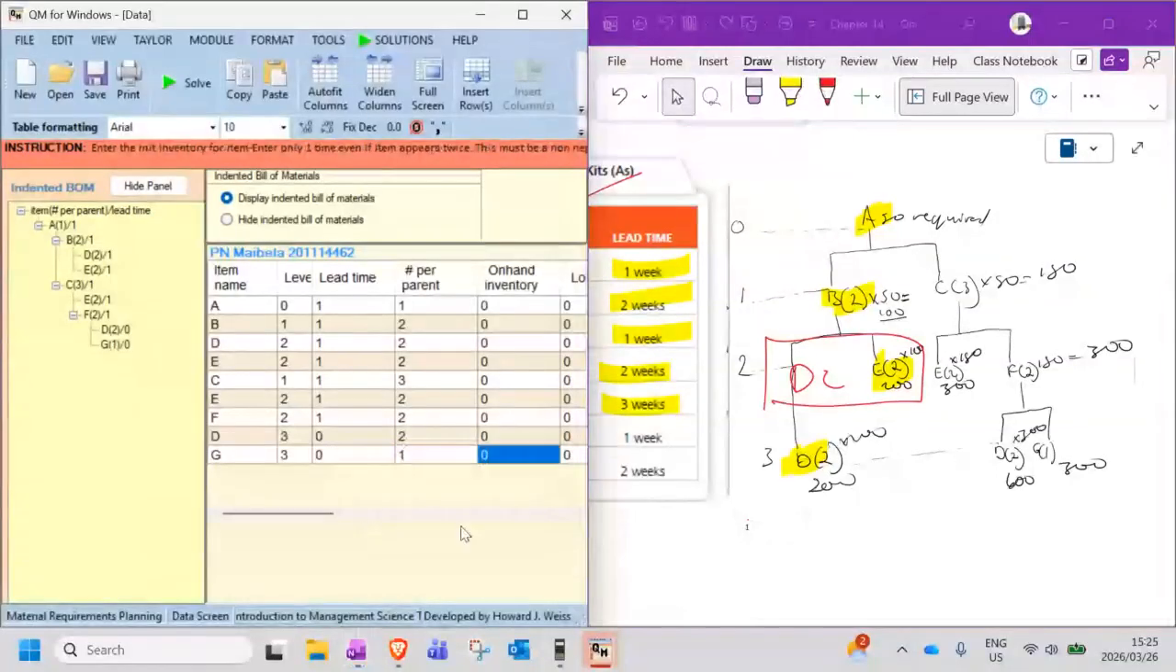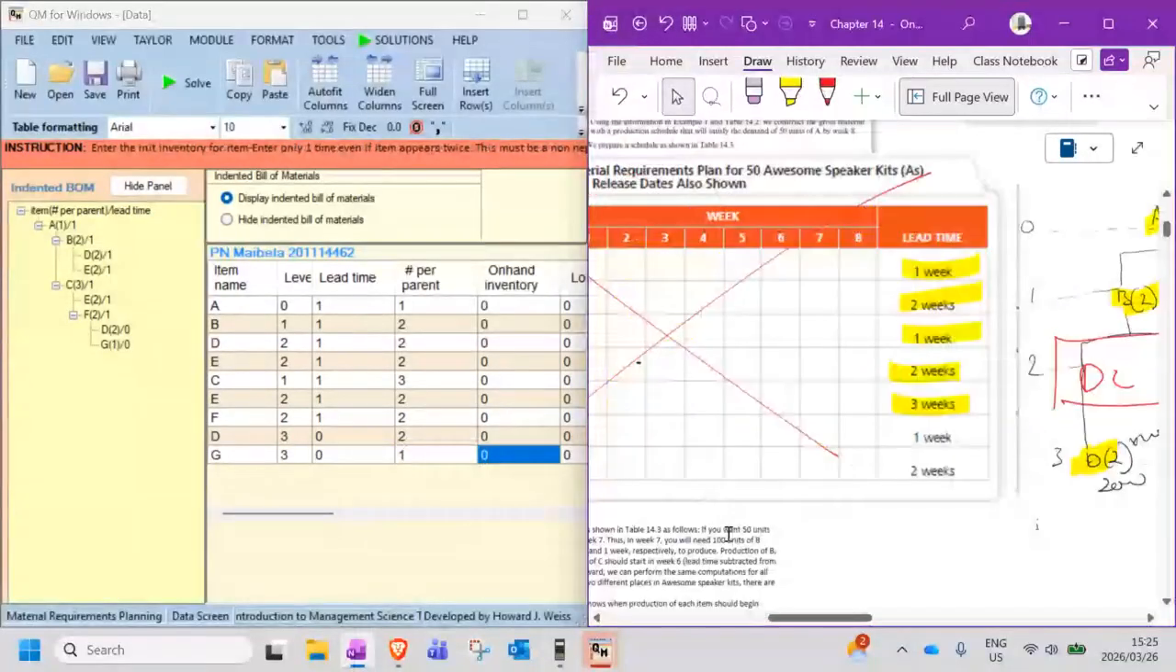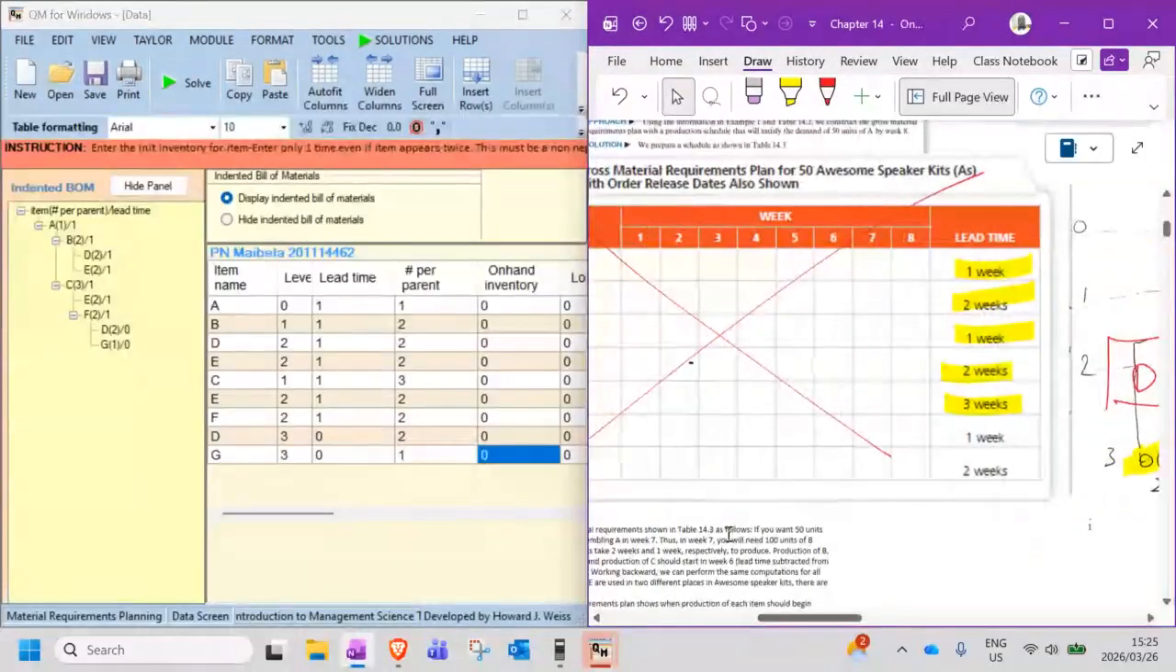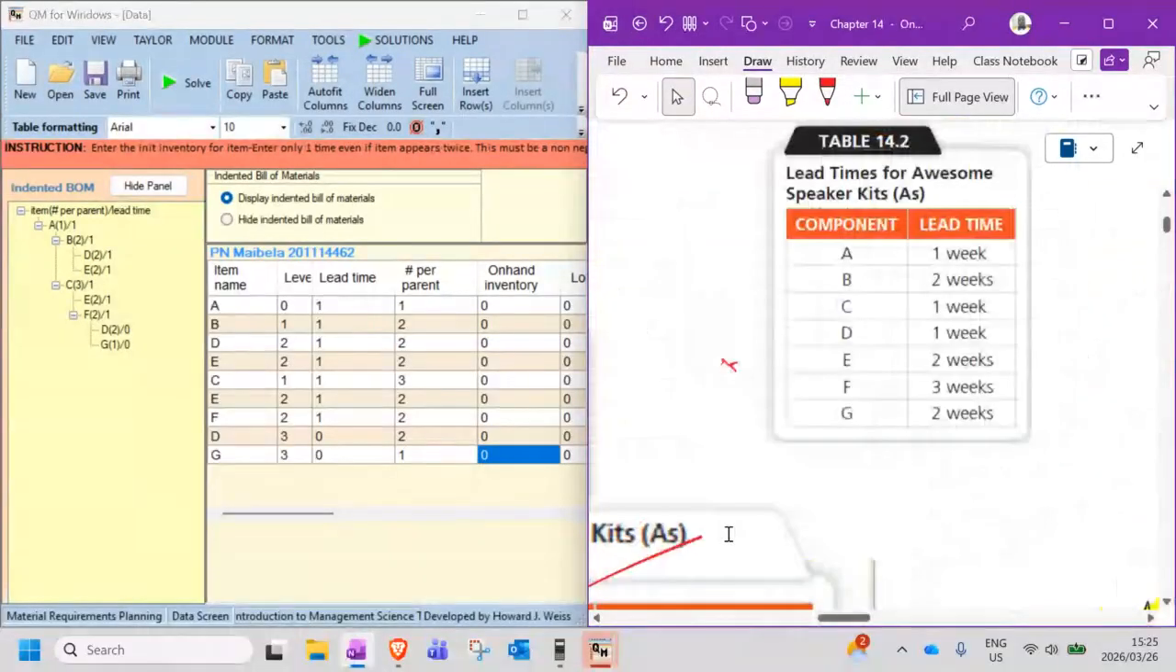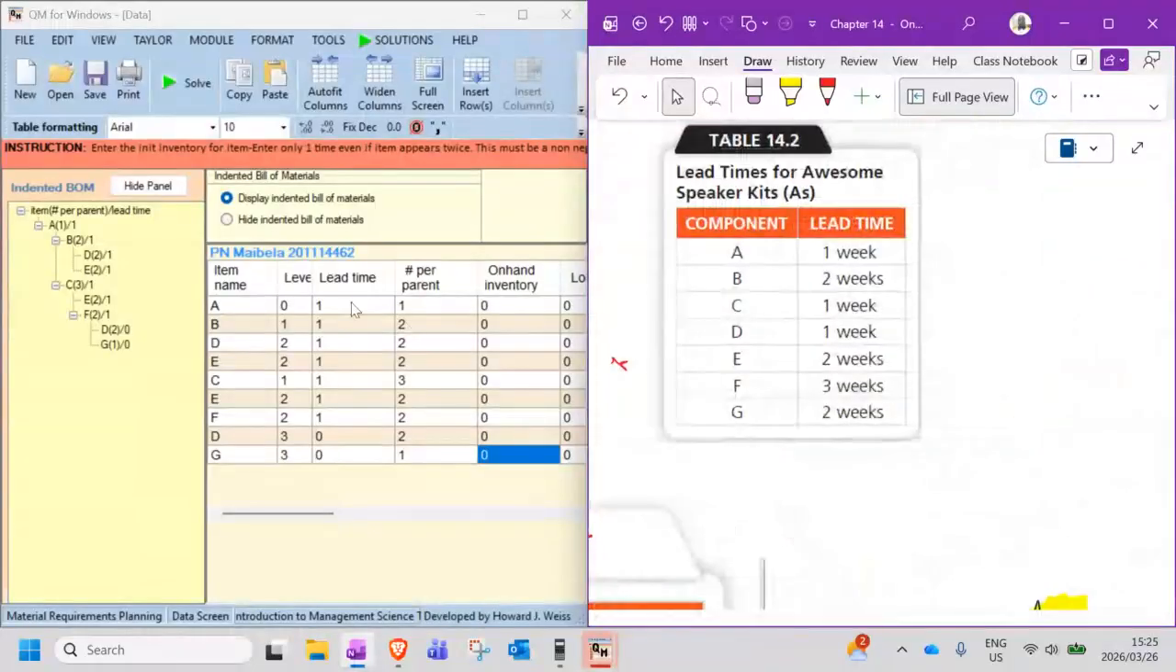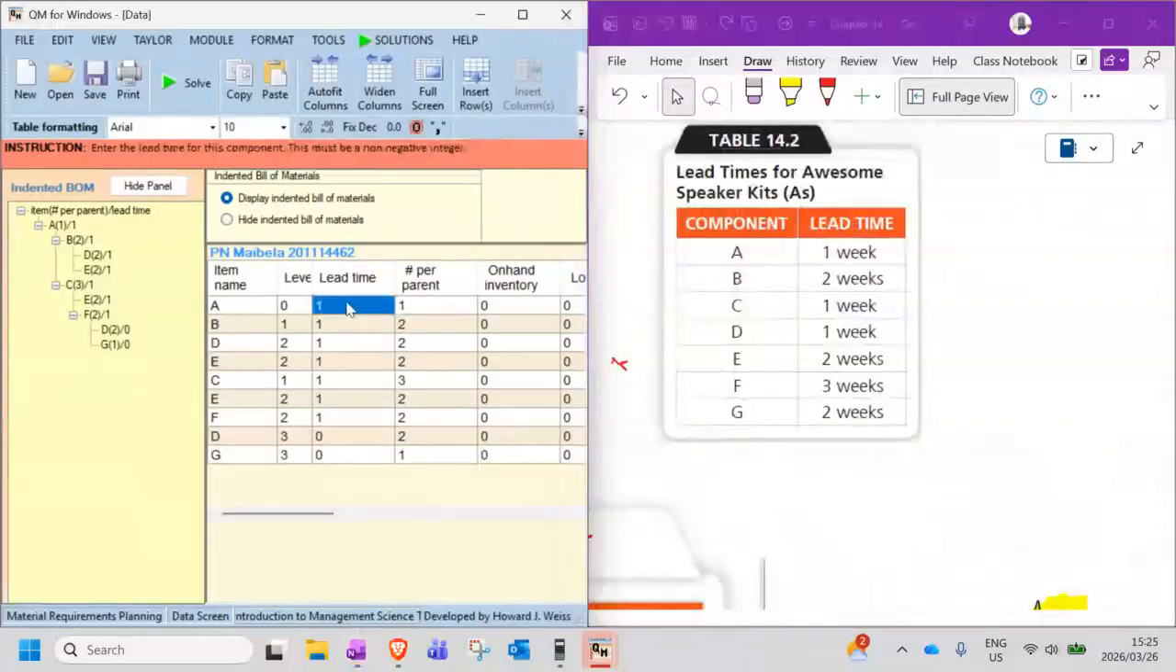So now we want to focus on the lead times. Where are the lead times written nicely? There. Here we capture, we solve, guys. We don't stress. Here we capture, we solve. So A is 1, B is 2, D is 1, E is 2, C is 1, E is 2, F is 3, D is 1, G is 2.